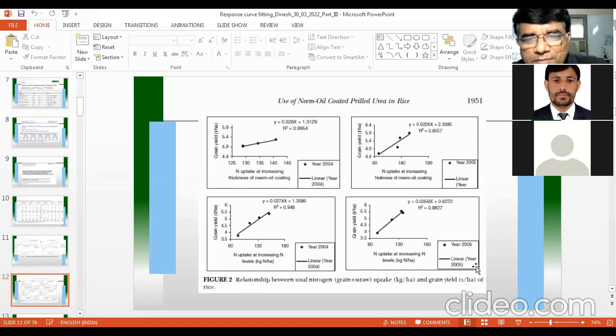So here, N uptake versus grain yield. In this case, the relation was linear. It was a linear relationship, you can see. It means as you increase N uptake up to 150 kg, your grain yield is increasing. Beyond which we don't know, because we have not tested levels higher than 150 in this case.